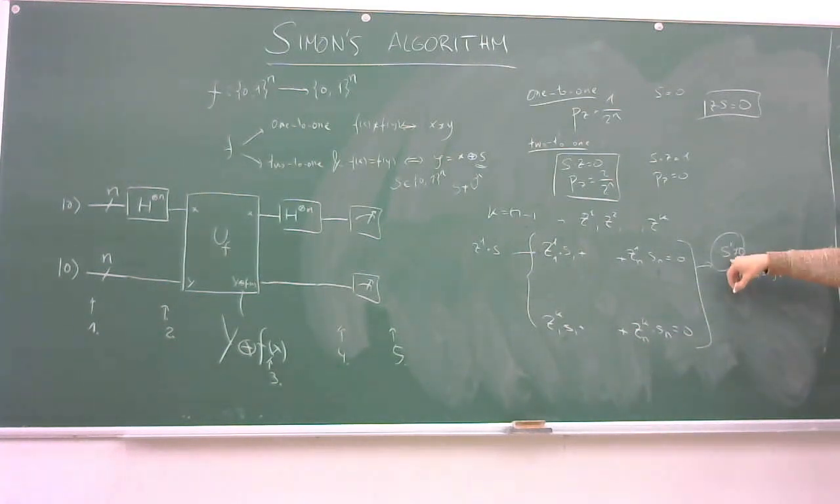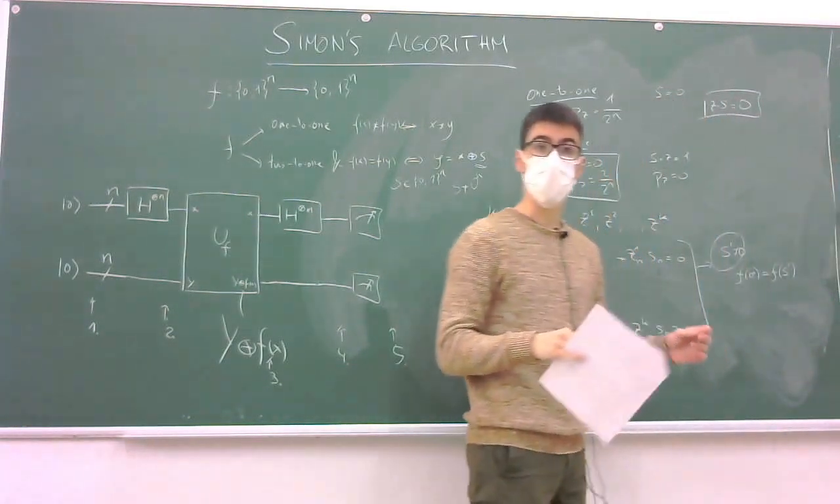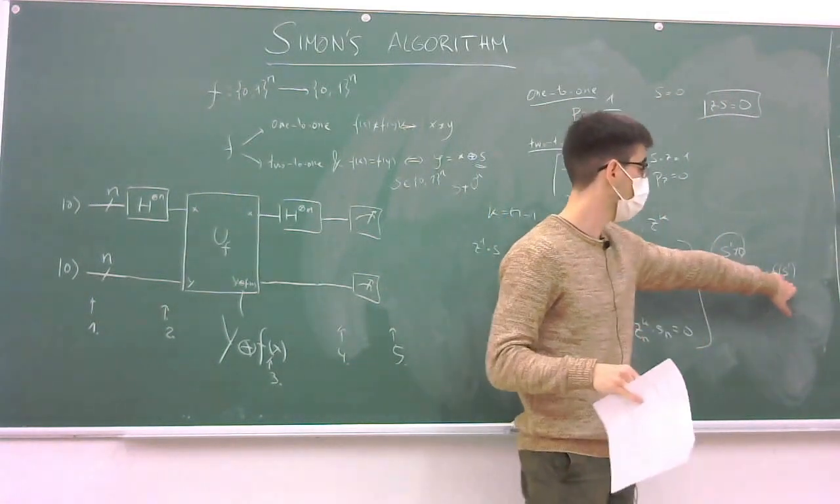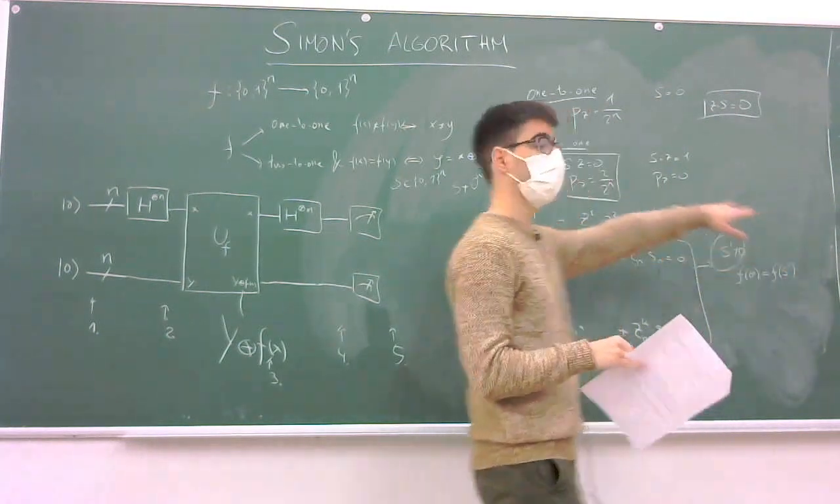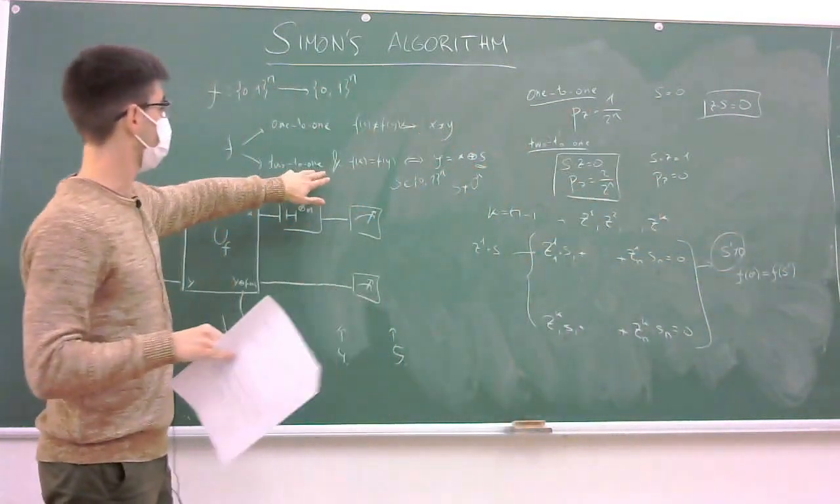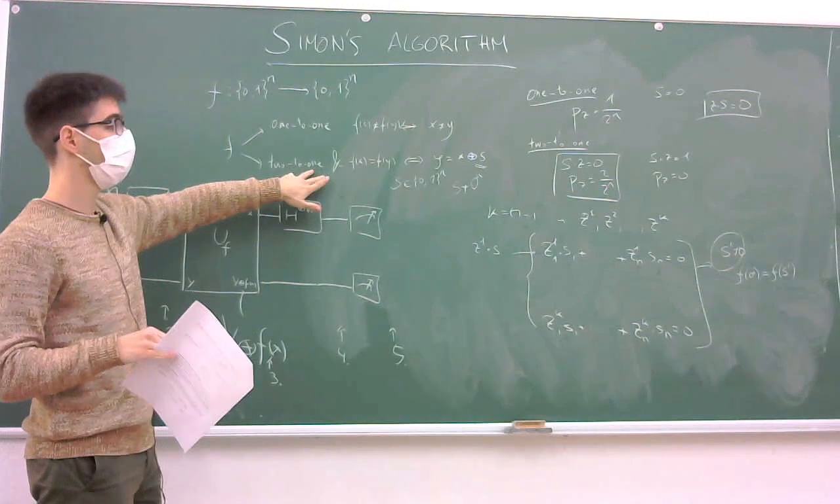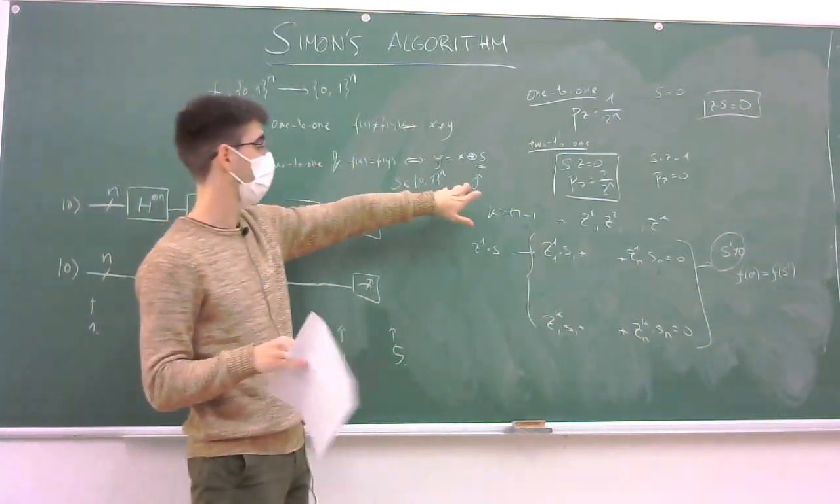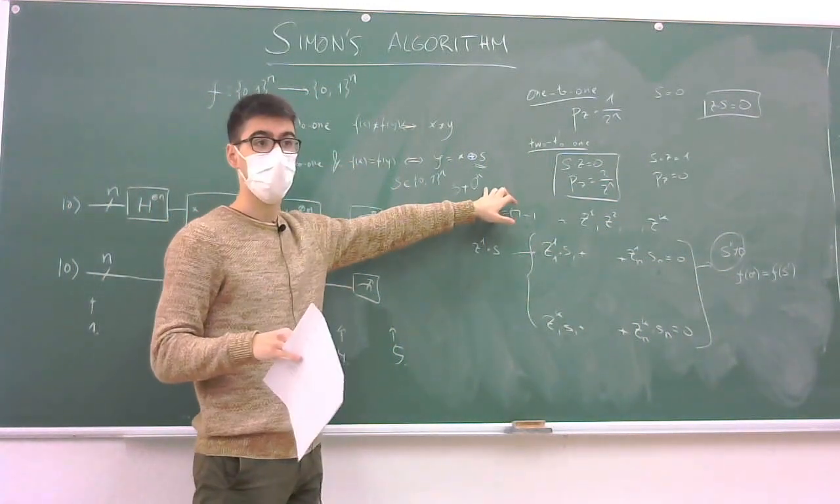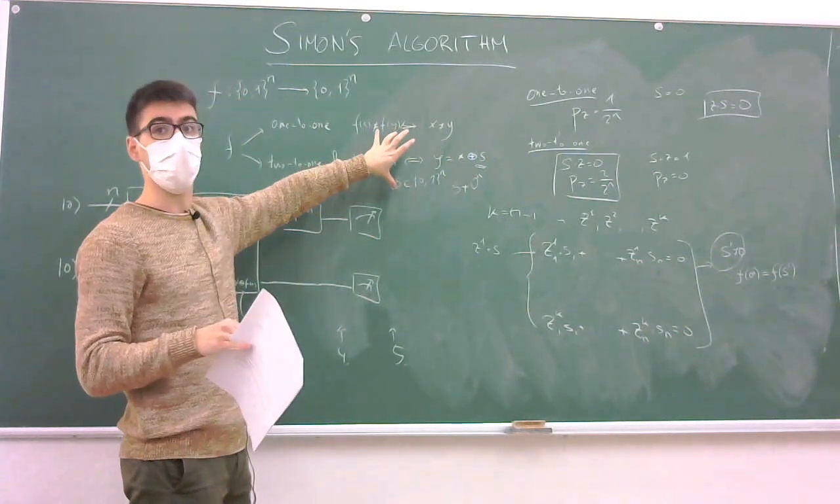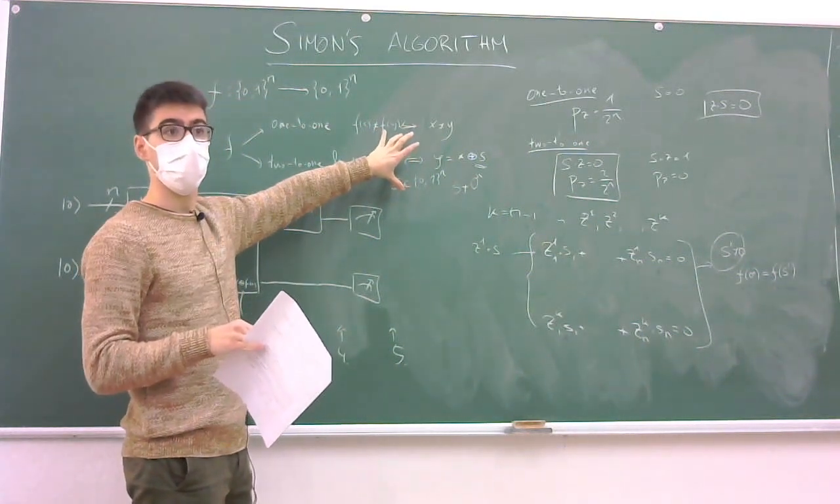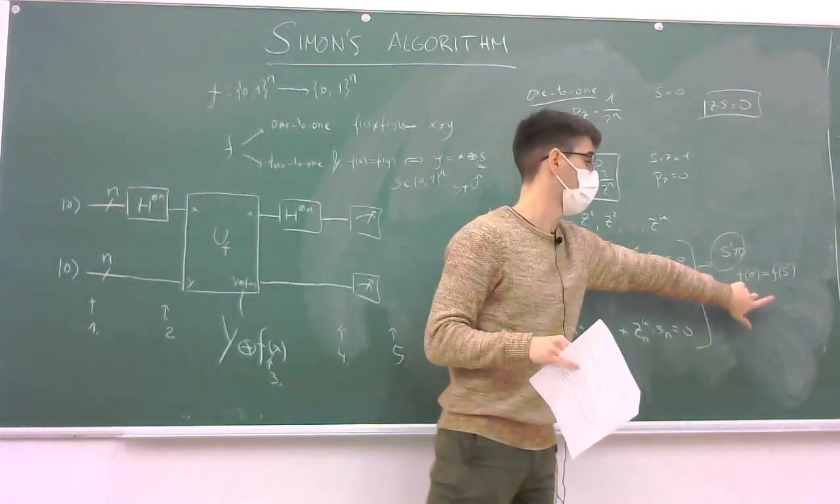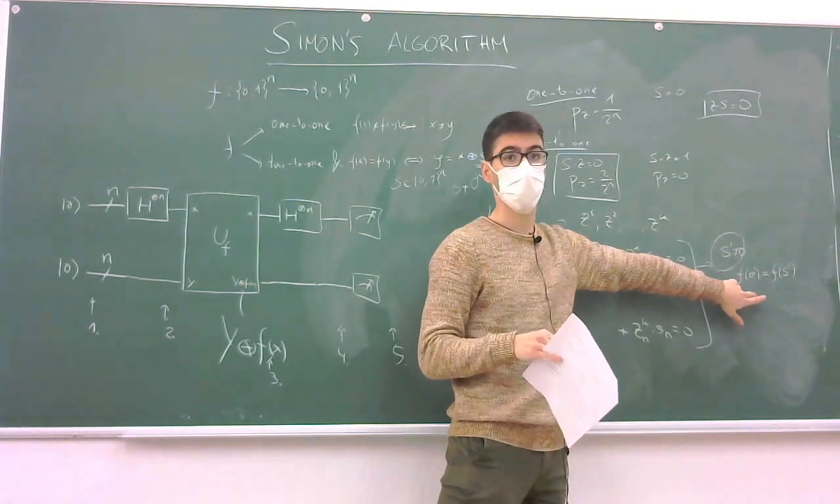This S prime is the estimation that you have obtained, okay? So now, if these two are the same, this means that you are in the second scenario, that is, the function is 2-to-1, and you have found an S different from 0 that satisfies this relation. If you are in this case, okay?